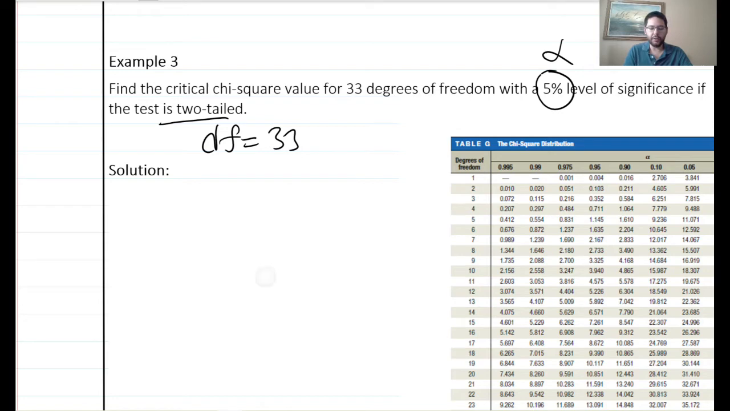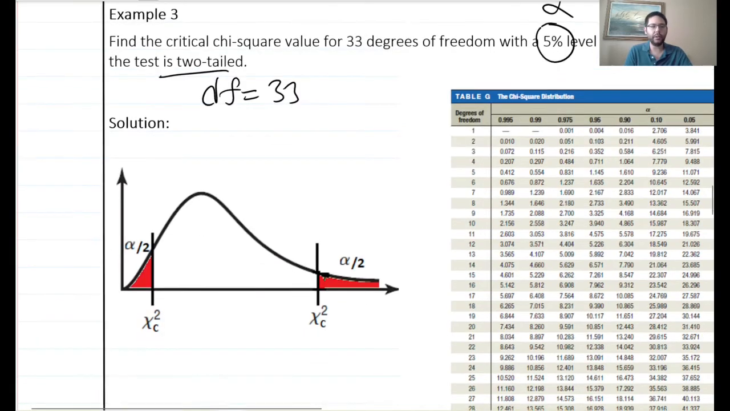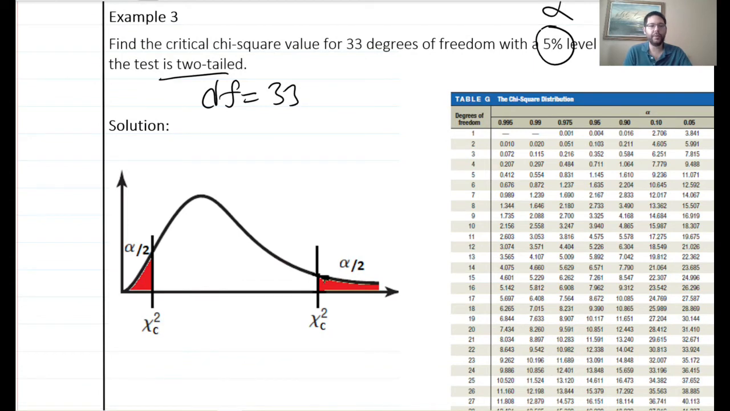So we know that when we draw our chi-squared, we're going to have two criticals, right? We're going to have one on the left, one on the right. And both sides split the alpha. So instead of both of them having 5%, both of them are going to have 2.5%, right? So that's why it's alpha over 2. So each of these is 0.025, and this is 0.025. That's what the area underneath is worth, right?